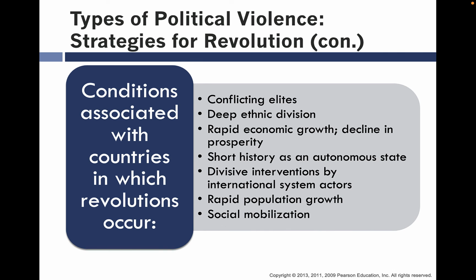So what conditions do we have associated with countries in which revolutions occur? Usually there's going to be conflicting elites with different agendas, different ethnic groups dividing each other, a rapid economic growth or a decline in prosperity, a short history as an autonomous state, right? Divisive intervention by international systems, governments, actors, whatever you want to call them, rapid population growth, and social mobilization.